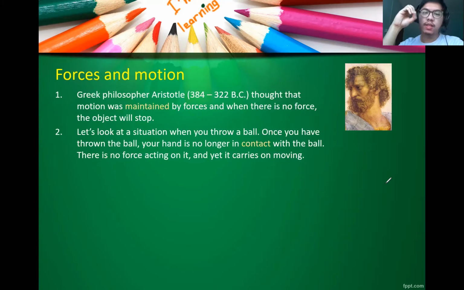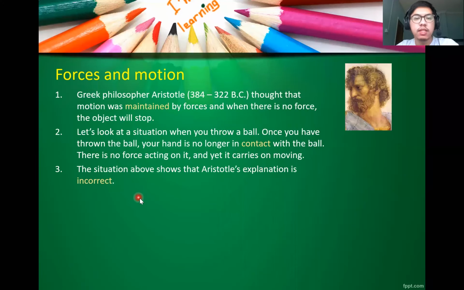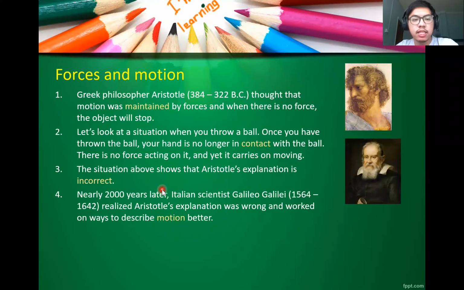When you throw the ball upwards and it's in the air, the ball is no longer in contact with your hand. While it's with your hand, it will experience a force upwards. But as soon as you let go, the ball's in the air, it's no longer in contact with your hand. There's no force on it, but it's still moving. So in other words, Aristotle was wrong. Even in the real world, even though there's no force acting on the ball, especially when it's in the air, it's still moving. The situation above shows that Aristotle's explanation is incorrect.